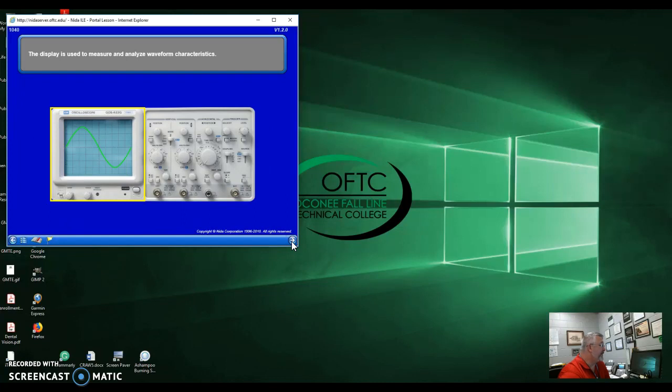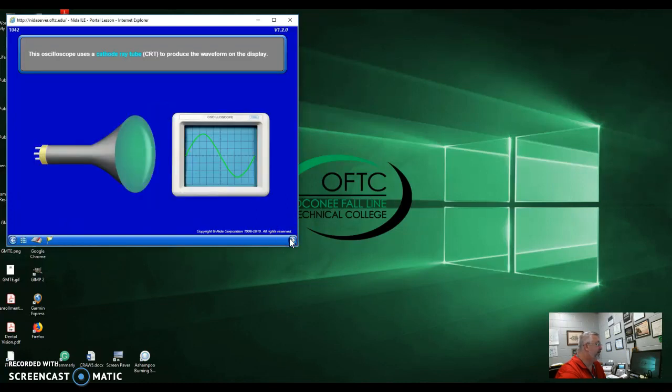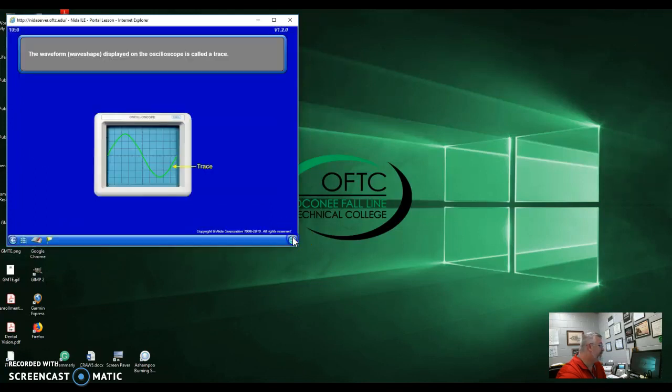So the display just lets us see, and this is an old CRT display, so the scope's been around a long time. They use these CRT displays, and they work very well for that. Cathode ray tube, again, used to see these now probably in flat panels, but these are the old CRT tubes. And we call that waveform a trace. So when you hear somebody say, what kind of trace did you have on your scope?